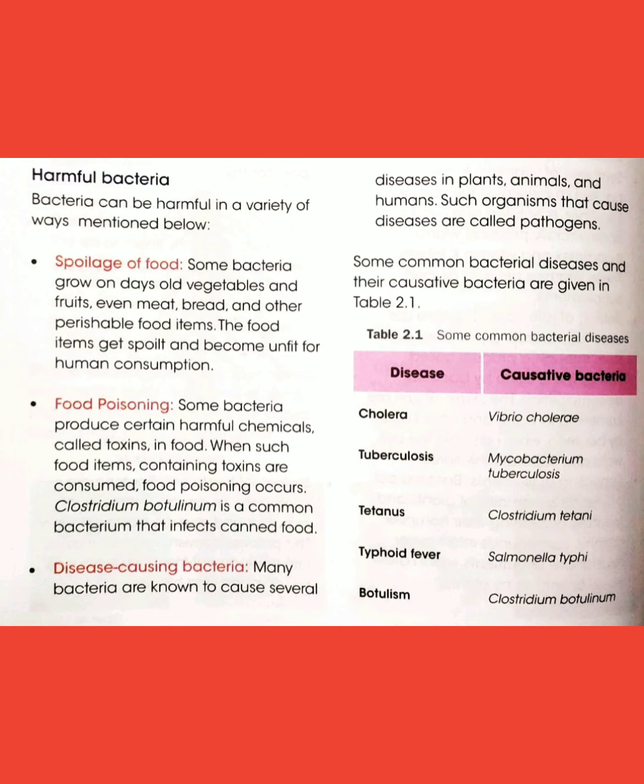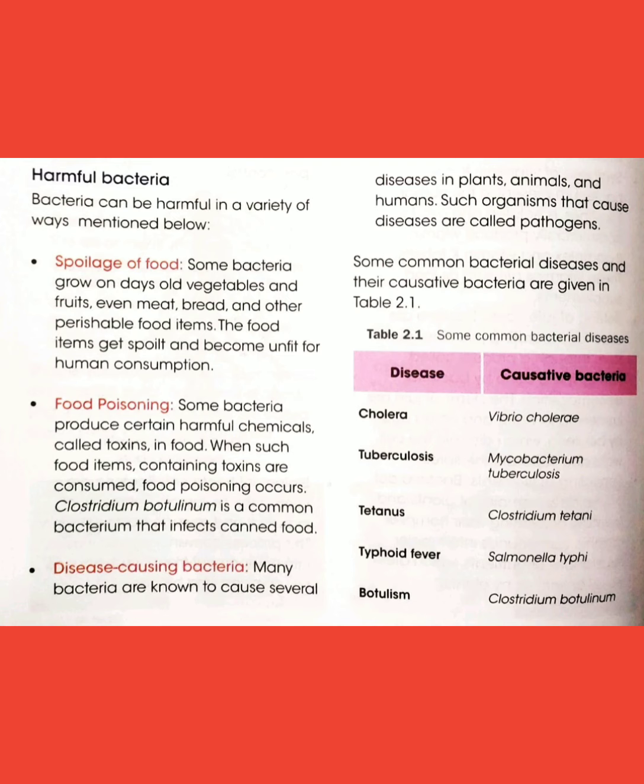As we know, there are several diseases caused by bacteria in plants, animals, and humans. So, the organisms that cause diseases are called pathogens. Here are some examples of common bacterial diseases given in Table 2.1, such as cholera is caused by Vibrio cholerae, tuberculosis by Mycobacterium tuberculosis, tetanus by Clostridium tetani, and so on.